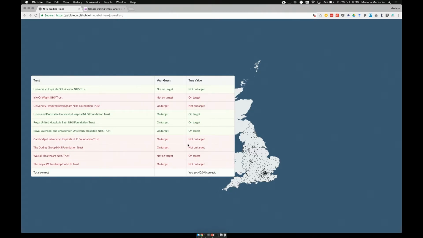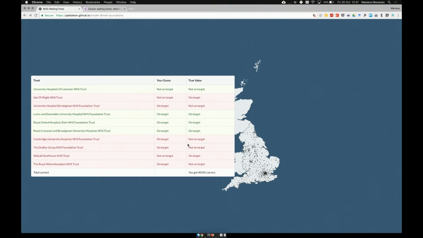But what we aimed to have was that at the end of this, some kind of article follows, where it explains the reasons why your guesses might not have been correct, or why most of the time the factors that you selected actually had nothing to do with whether a hospital or NHS trust achieved the target or not.